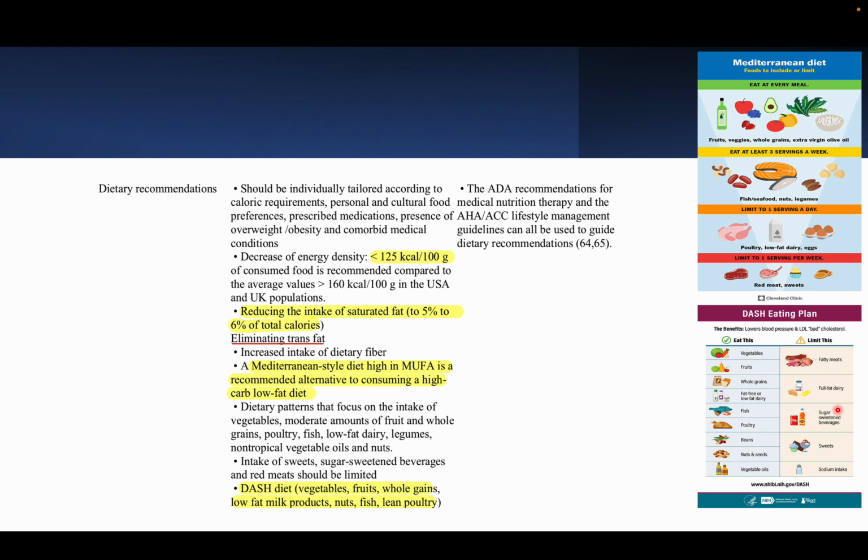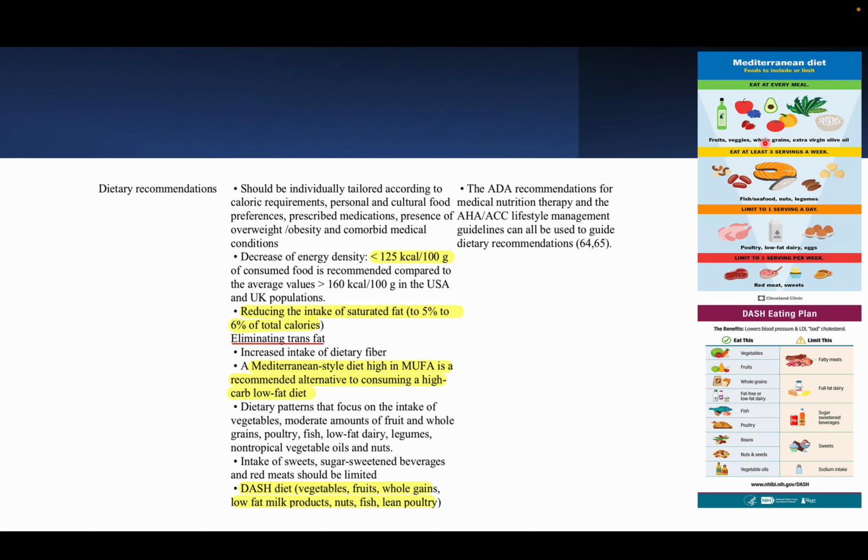Avoid fatty meals and full fat dairy, and carbonated drinks should also be avoided. Any excessive sodium intake should be avoided. This is the DASH diet, which is advised in heart failure patients. Also, the Mediterranean diet is one more option, which has a high amount of monounsaturated fatty acids, where you consume a high amount of fruits, vegetables and whole grains, and a high amount of fibrous food.